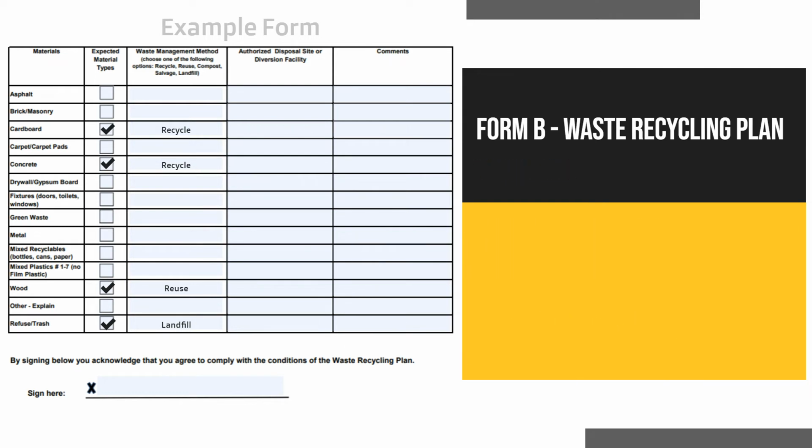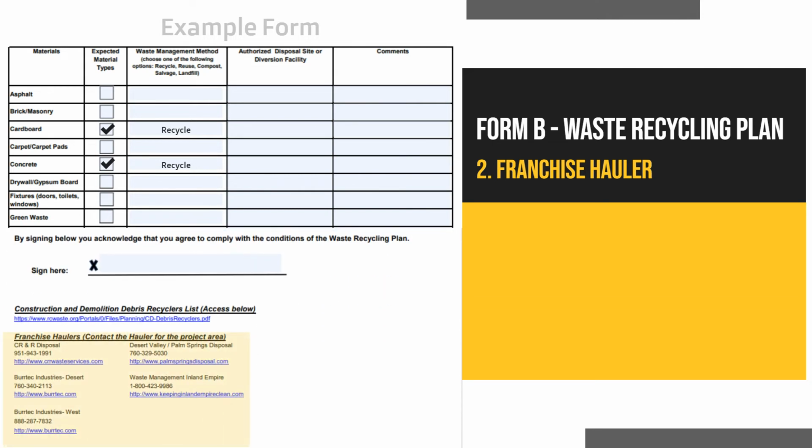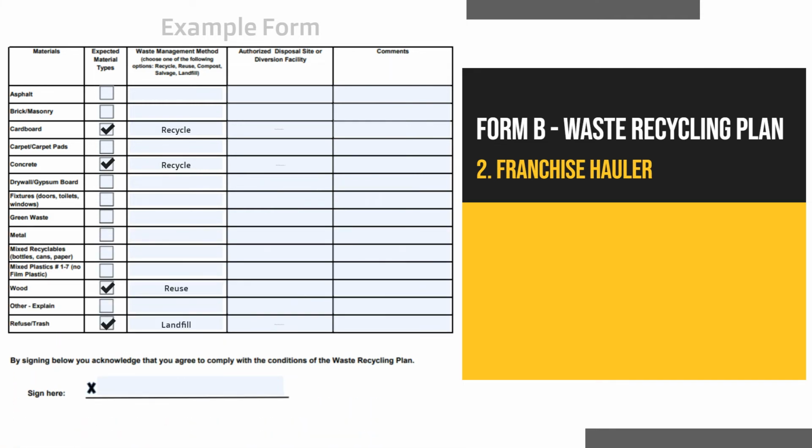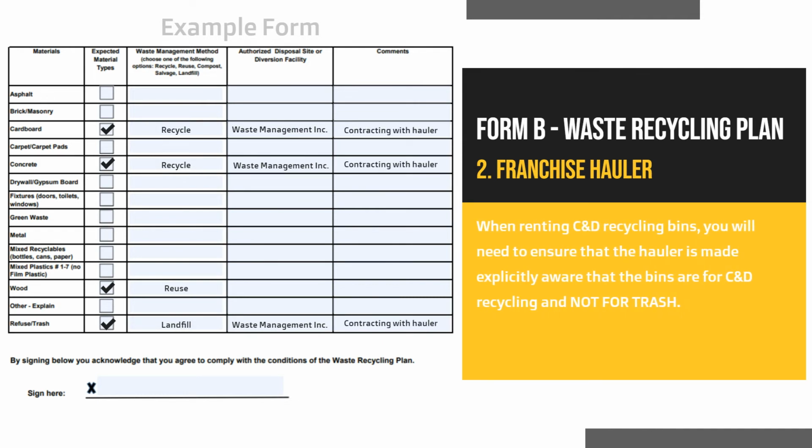A second option is to rent C&D specific recycling bins by contracting with a franchise hauler within Riverside County. A list of franchise haulers is available at the bottom of this form. Please indicate the franchise hauler of your choice in the fourth column and write, contracting with hauler, in the comments column. When renting C&D recycling bins, you will need to ensure that the hauler is made explicitly aware that the bins are for C&D recycling and not for trash. Applicants may ask the hauler for a diversion tracking report where recycling is clearly noted. If obtained, then this report should be submitted along with your Form C.